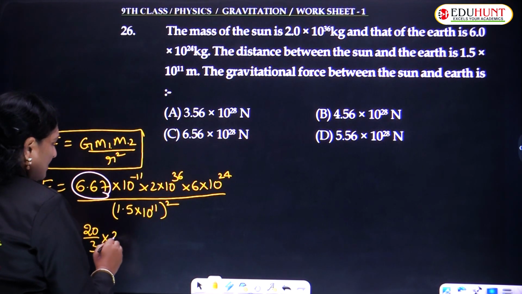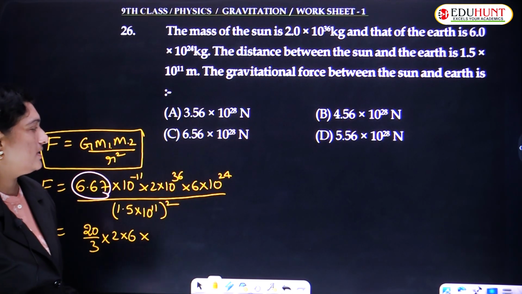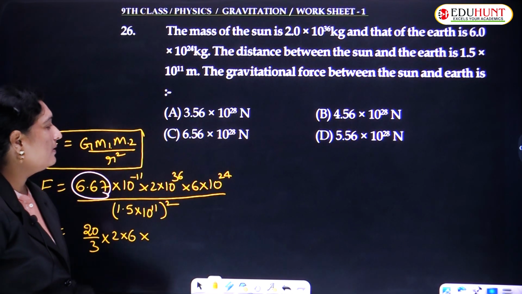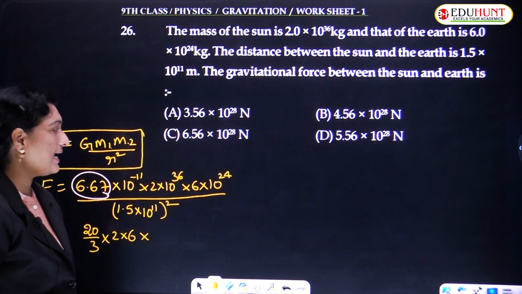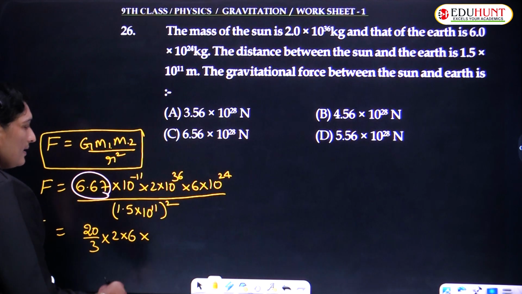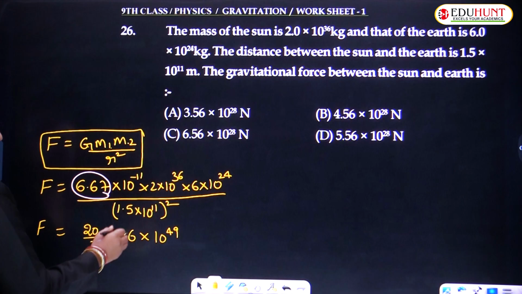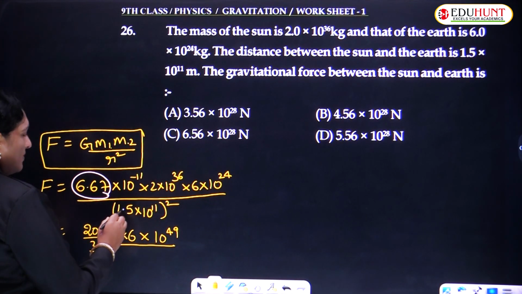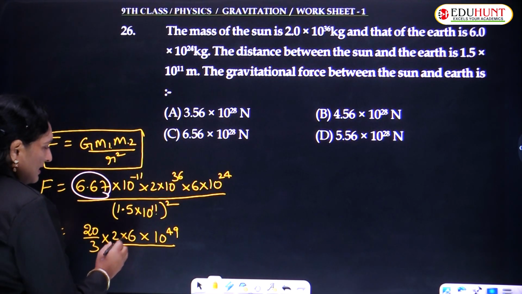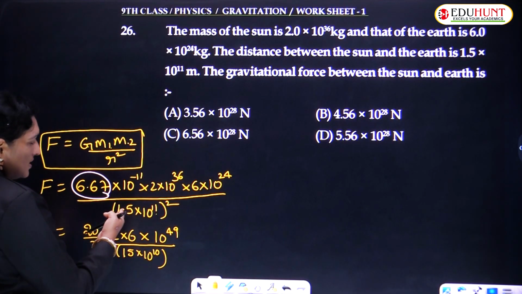So, the numerical values here: you have 2, here you have 6, and this is 10 power minus 11, 36 and 24. 36 and 24 together, you will be getting it as 50. Okay, sorry, 60. 36 and 24, you are getting it as 60, and 60 minus 11, you are getting it as 49. So, 10 power 49. Okay, whole upon denominator, what we have is 1.5 into 10 power 11 whole square. 1.5 into 10 power 11, may I write it as 15 into 10 power 10, children? So, I removed the decimal.